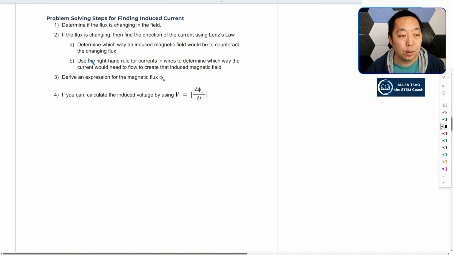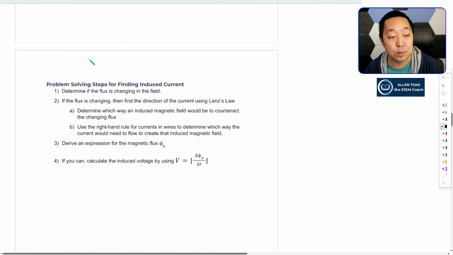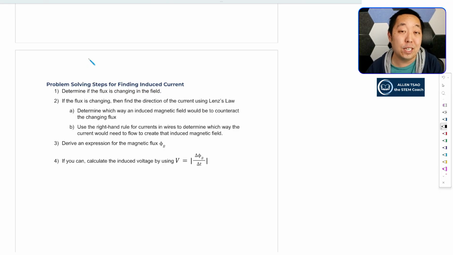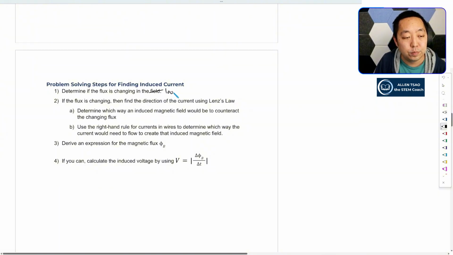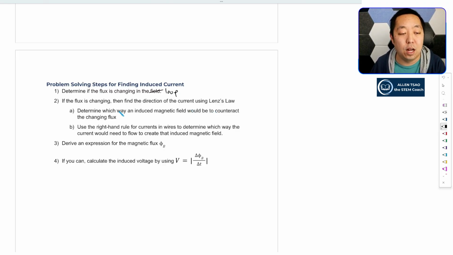If you look at the problem solving steps, this is one where we do want to go through the steps very clearly. First, determine if there is flux changing in the field, in the loop. If the flux is changing, then there's an induced voltage. We find the direction with Lenz's law, so we determine which way an induced magnetic field would be to counteract that changing flux. And then we use our right-hand rule with currents to determine which way the current would have to flow to create that induced magnetic field. Then to find the magnitude of the potential drop, we get an expression for the magnetic flux, and we look at that change there. Or we take the derivative for those of you in AP Physics C.